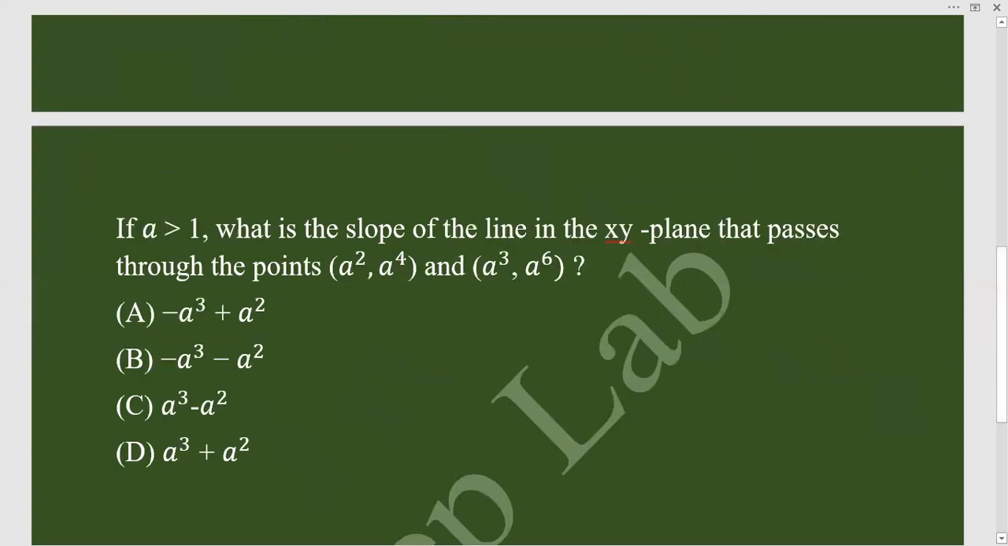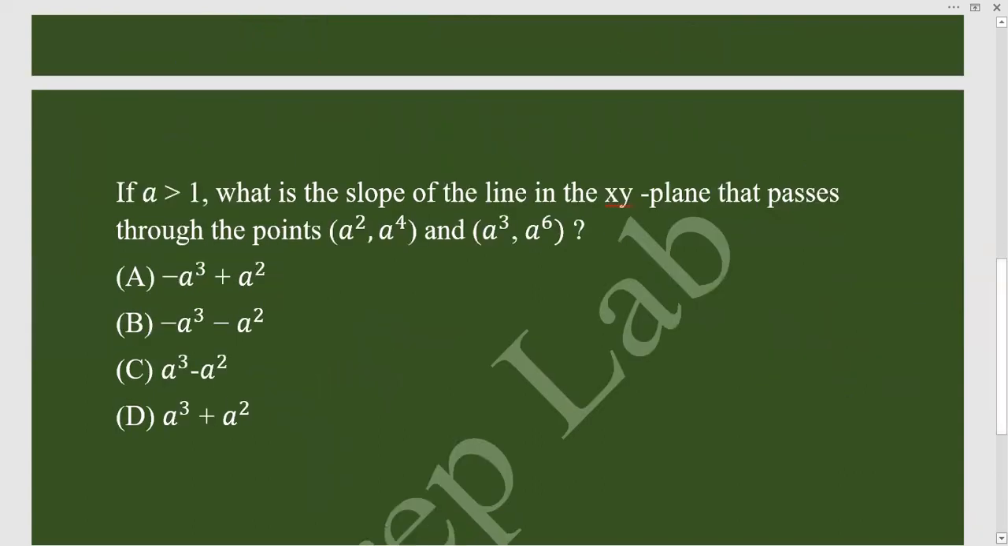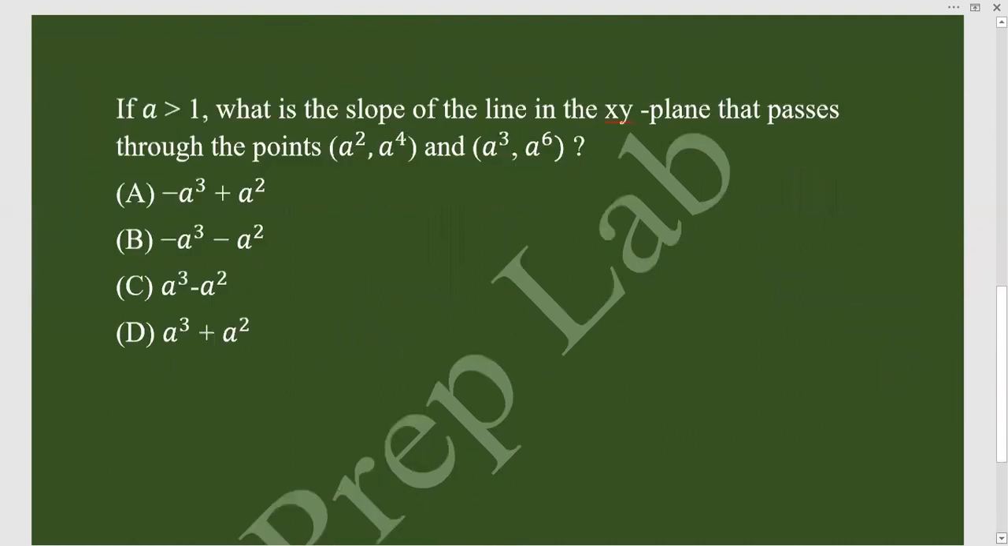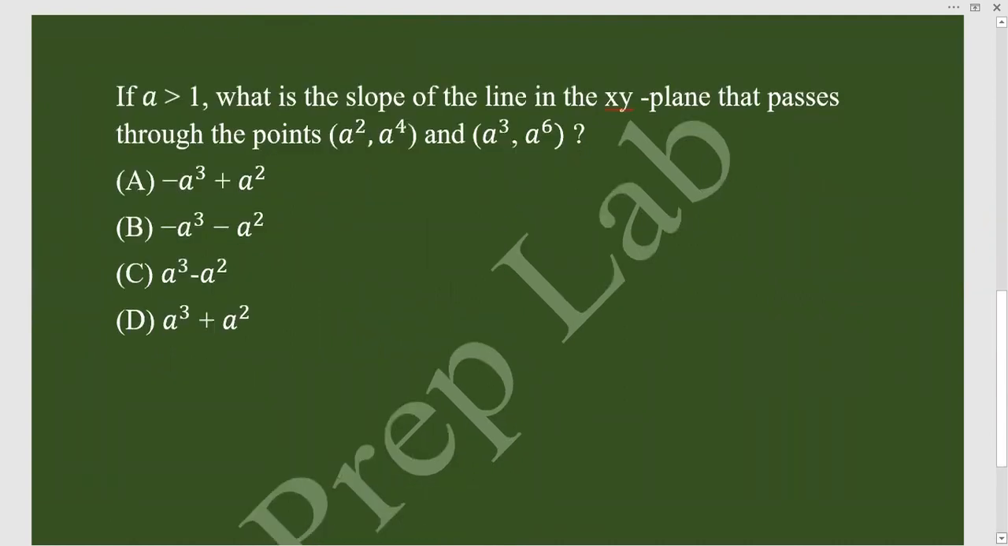Okay, another question that's trickier, and that is based on exponents. If a is greater than 1, what is the slope of a line in the xy plane that passes through the points a squared, a to the 4, and a cubed, a to the 6? I'm choosing the first as x1, y1 and the second as x2, y2. So the formula, I know, is y2 minus y1 over x2 minus x1.